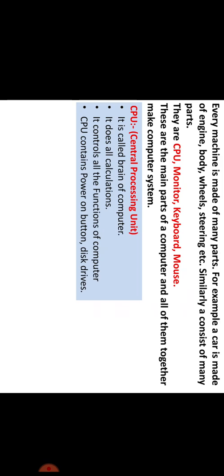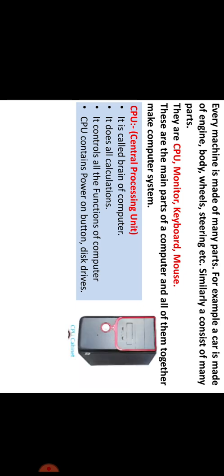Now next point is CPU contains power on button, disk drives. Have you seen the CPU? This is the CPU. This CPU contains a power button. This red button is the power button. When we want to start the computer, at that time we press this power button. And on the upper side, the small box is called a disk drive. This is about the CPU.